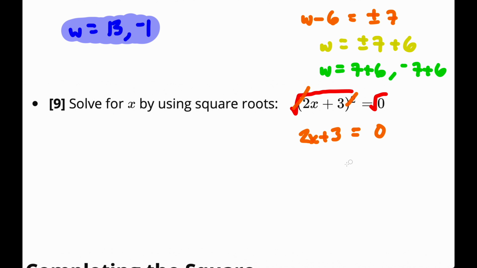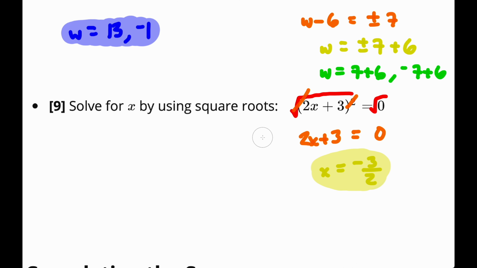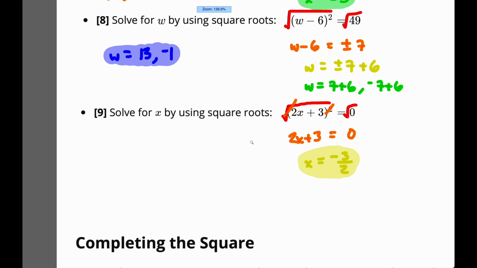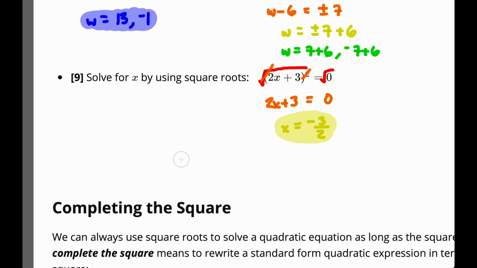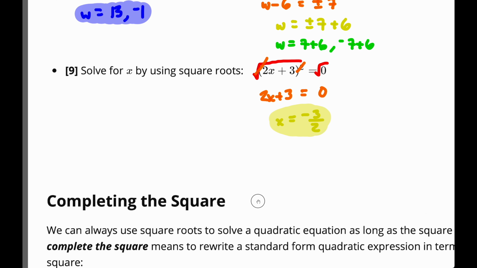If you solve this equation, you're going to be left with x is equal to -3/2, and that ends up being the answer because there's no plus or minus. So this one does have one answer. If it ever has a 0 like that, you're going to end up with just one answer. It won't be the plus or minus. This does kind of introduce the idea of multiplicity, but we'll talk about that a different day.